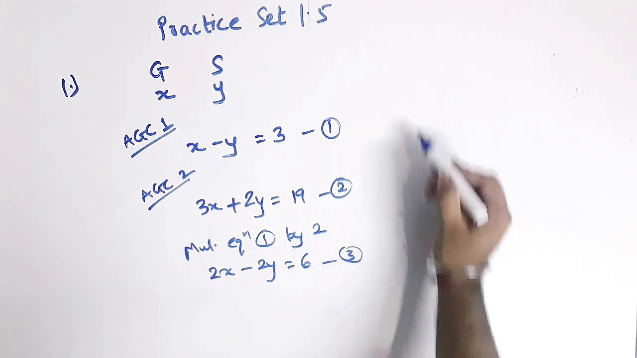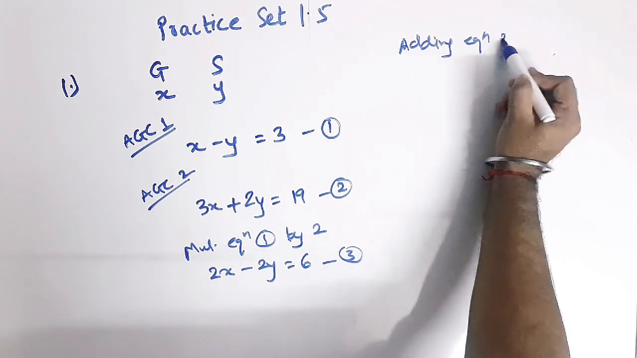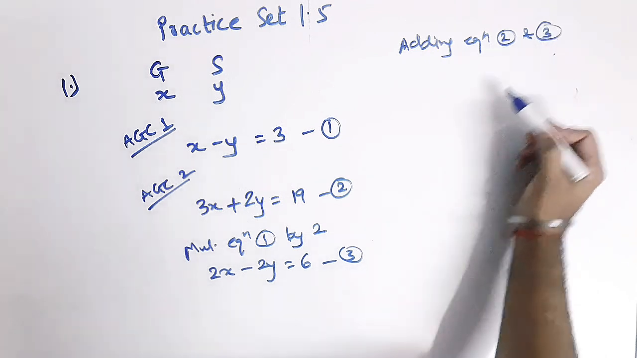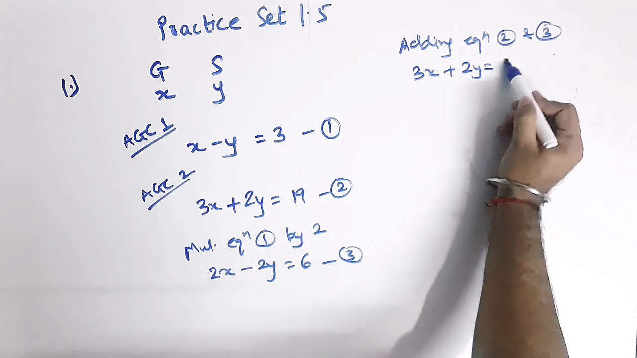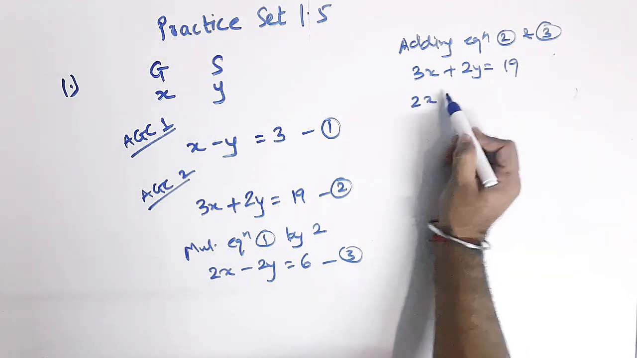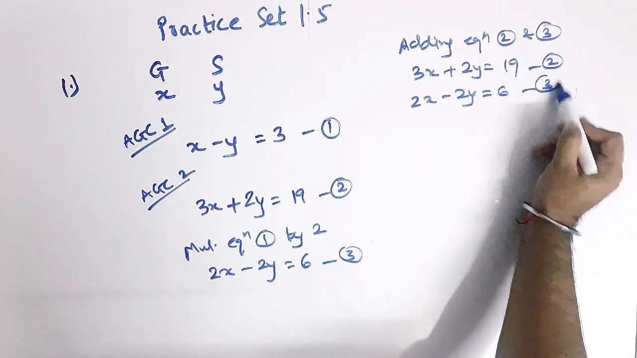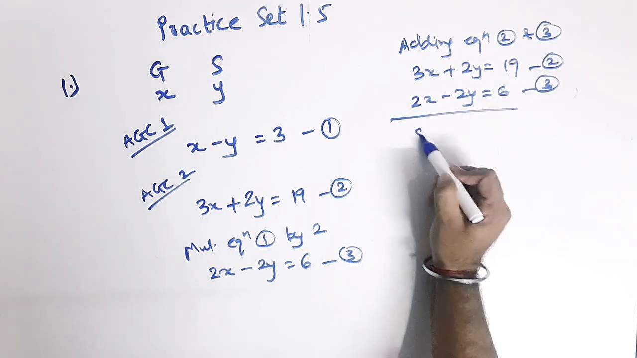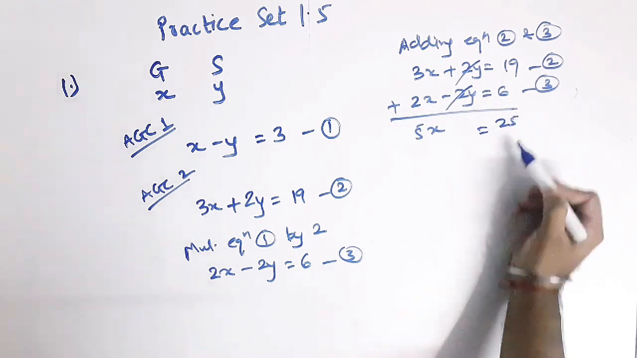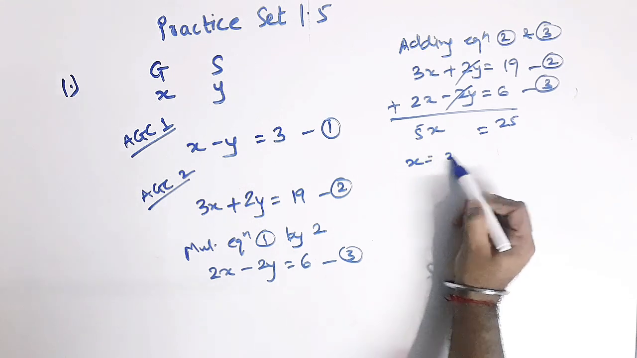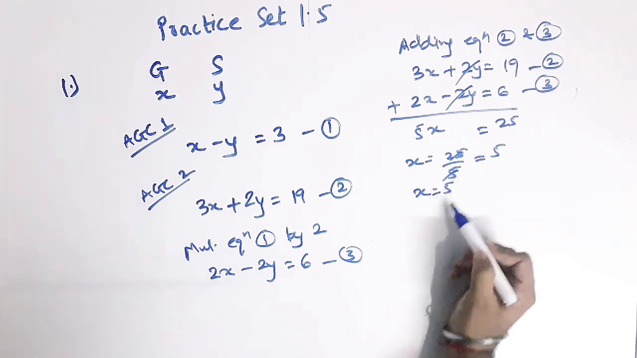Now adding equation 2 and 3, we'll get 3x plus 2y equals to 19 and 2x minus 2y equals to 6. This is 2, this is 3. This becomes 5x, this becomes 0, this becomes 25. So what is x equals to? x equals to 25 by 5, that is 5.